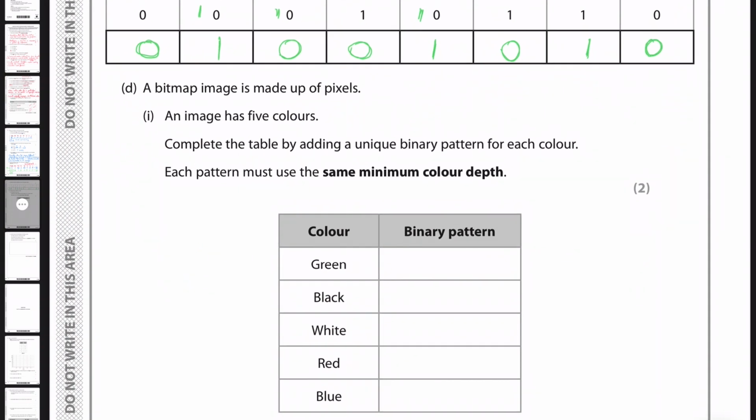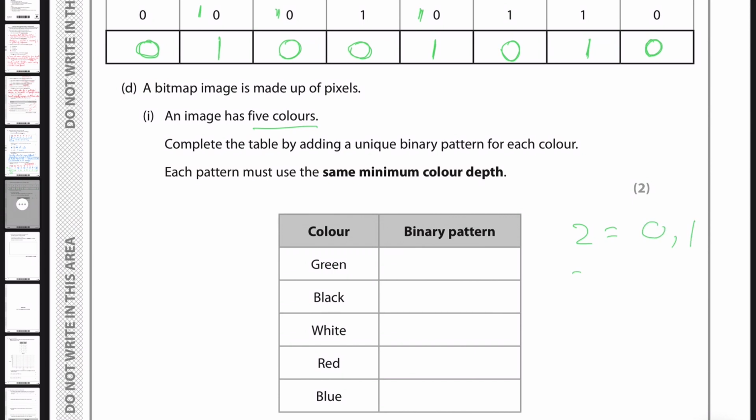An image is made up of pixels. An image has 5 colours. Complete the table by adding a unique binary pattern for each colour. Each pattern must use the same minimum colour depth. Okay, 5 colours. If we had 2 colours, it would be either 0 or 1.